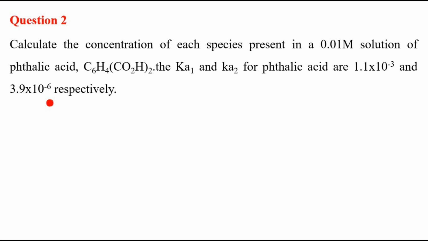Here we have two carboxylic acid groups, 2 COOH. That means the first one will dissociate, and in this case we use the first dissociation constant because it is the higher one. The second one is also going to dissociate, and we use the second dissociation constant.